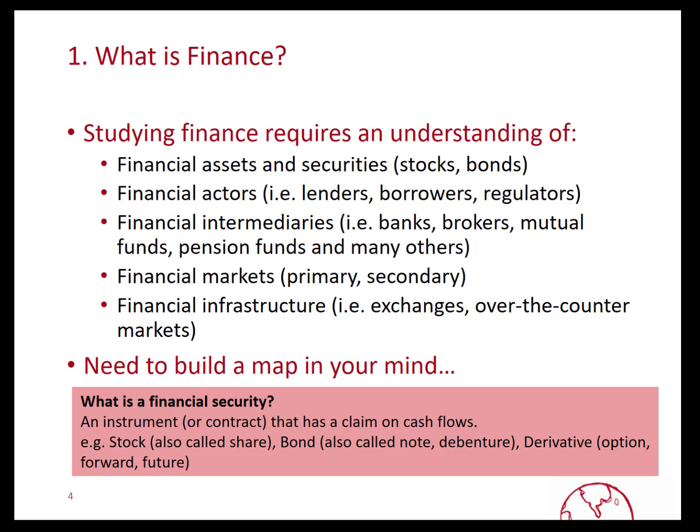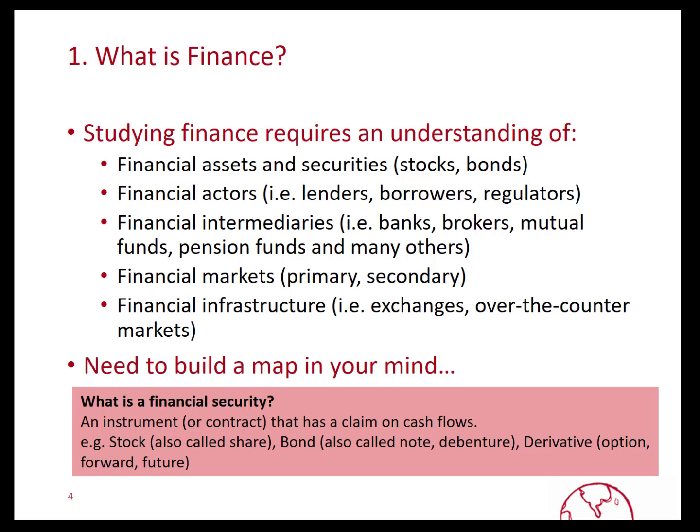When you study finance, you need to understand what the financial securities are, such as stocks and bonds. Who are the players? What are these things called financial intermediaries? Well, they're banks, brokers, or other types of asset managers, such as mutual funds and pension funds. We're going to be looking at different types of financial markets, both the primary issuance and the secondary trading. And we're not really going to talk about it, but underneath and helping the operation of these markets is the infrastructure, such as exchanges or the over-the-counter market.